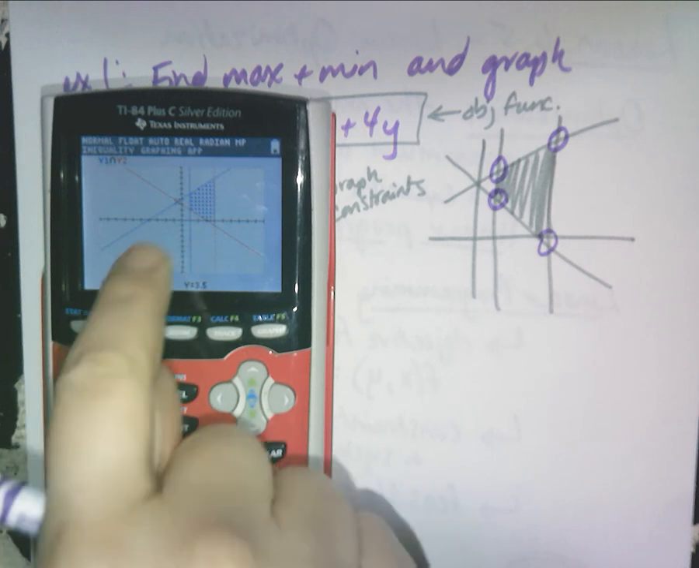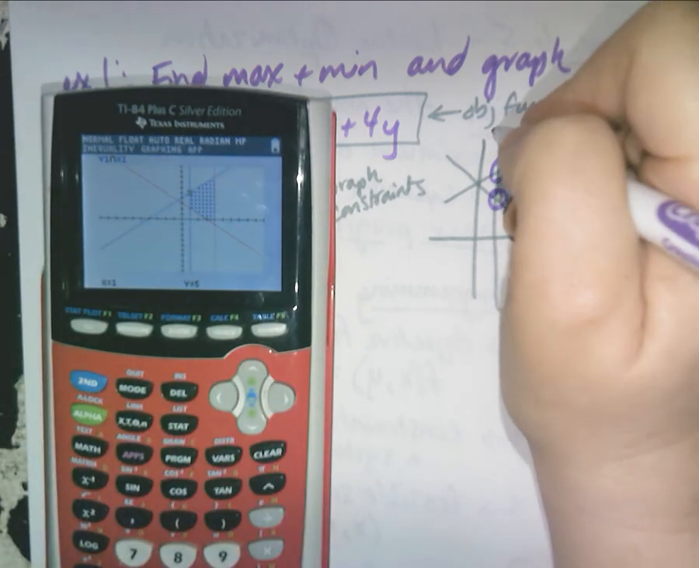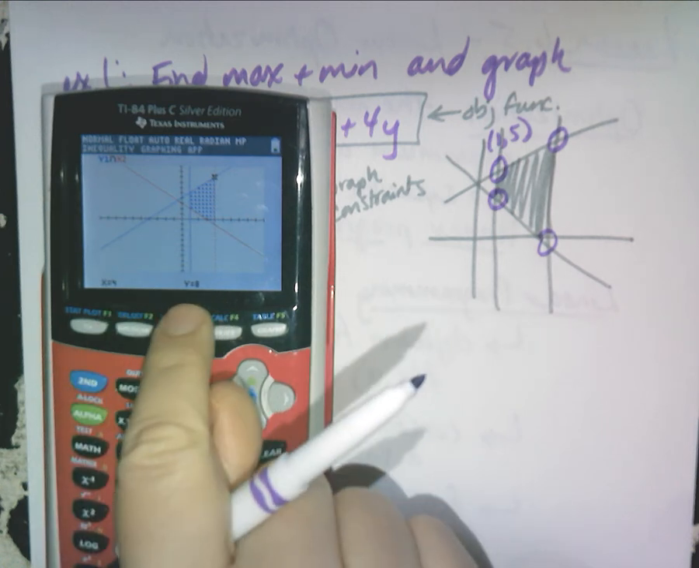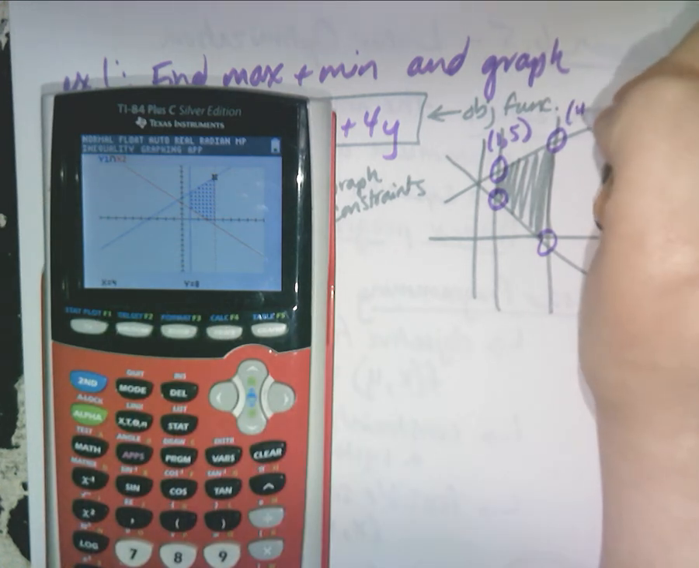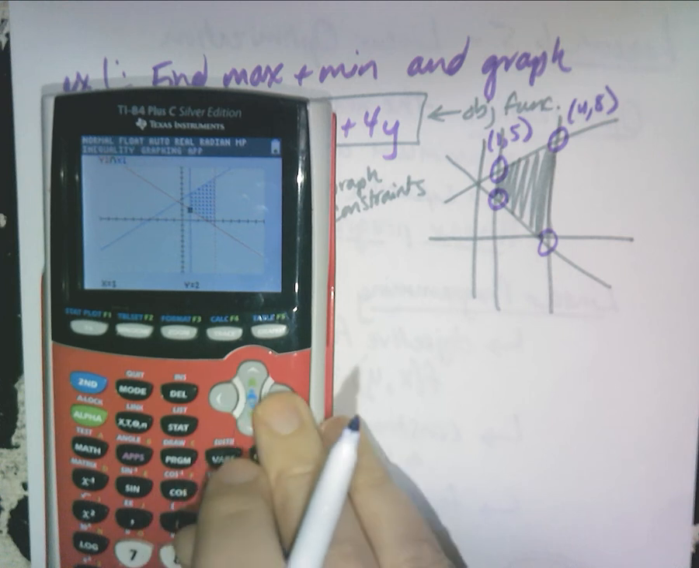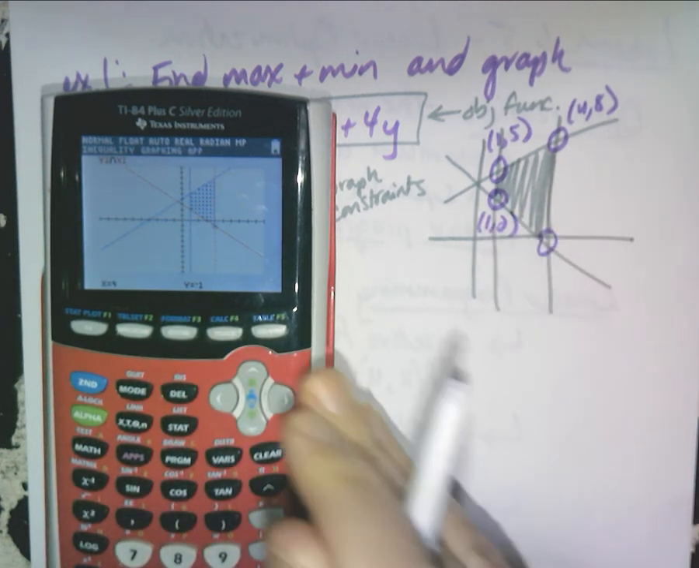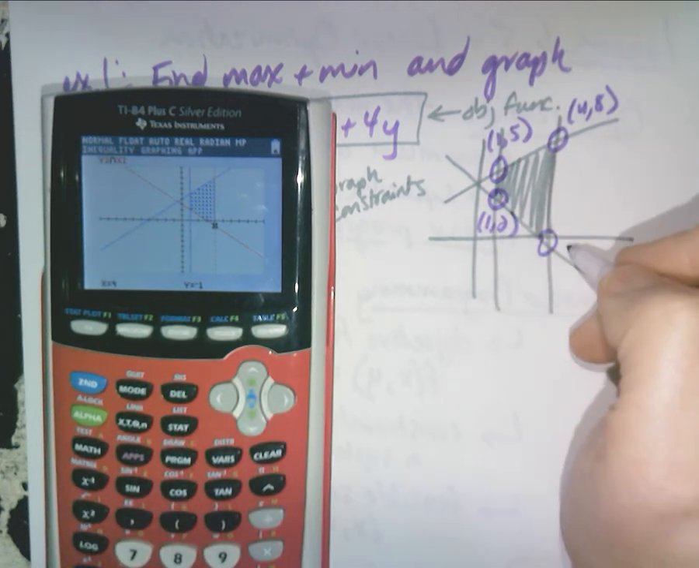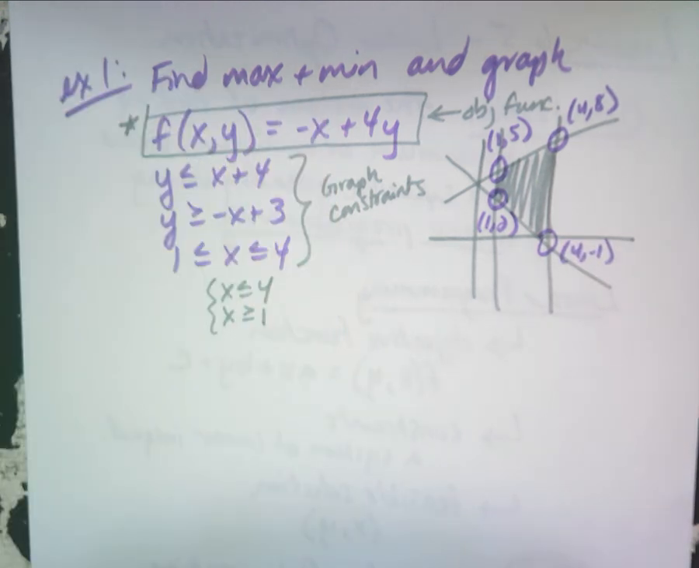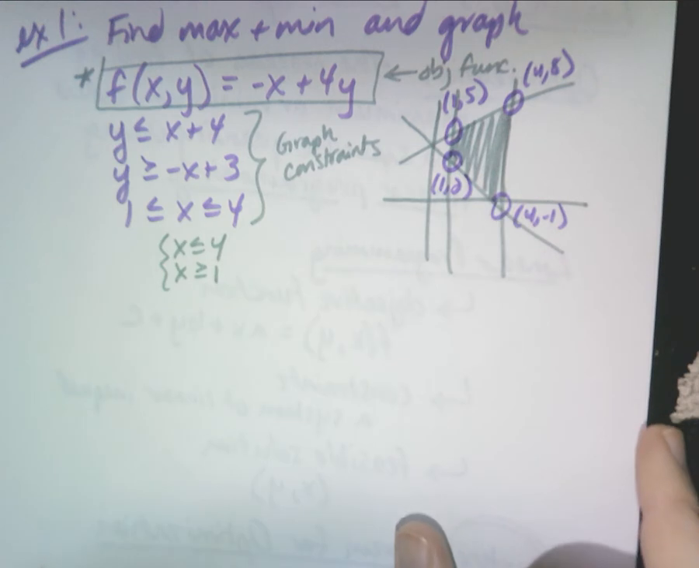I don't need this point right here that it gave to me, so I need to arrow around it. I need this point right here. This is 1, 5. And then arrow to the right, 4, 8. And then I'm going to go down, I believe. 1, 2. And 4, -1. So now, those 4 points contain my max and min.